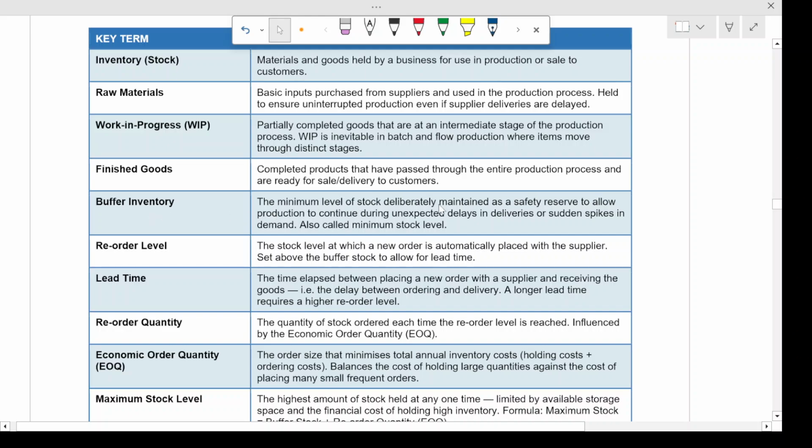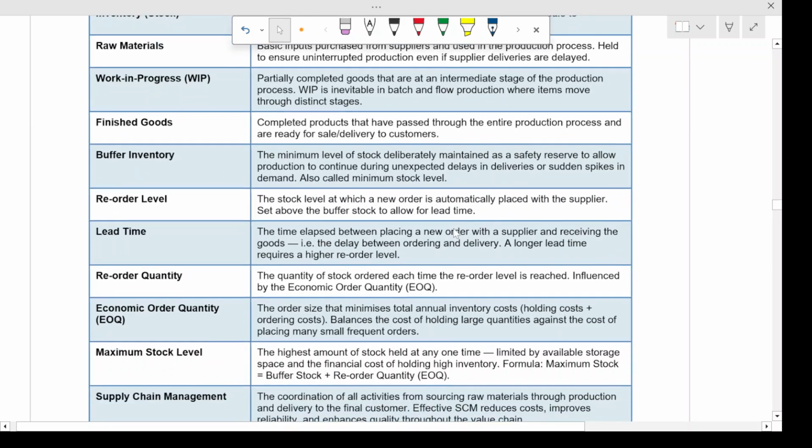Next, we discuss buffer inventory, and we have discussed this, so I hope you know: the minimum level of stock deliberately maintained. The keyword is deliberately maintained as a safety reserve to allow production to continue during unexpected delays in deliveries or sudden spikes in demand. So if there are unexpected delays when you are getting stock delivered to you, or there is a high demand by your own customers, then you can use the buffer inventory. This is also called the minimum stock level. All right, so buffer inventory and the minimum stock level, they are the same things.